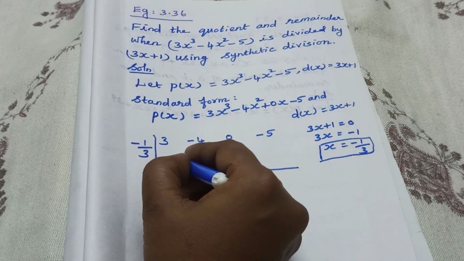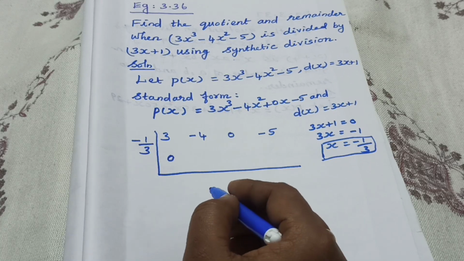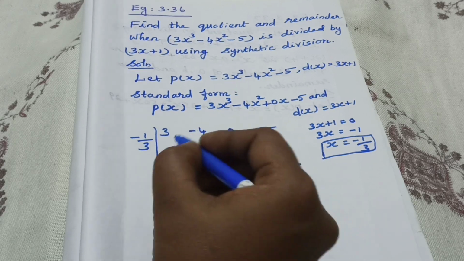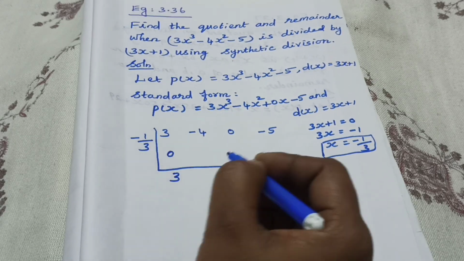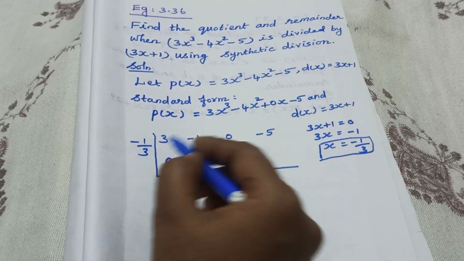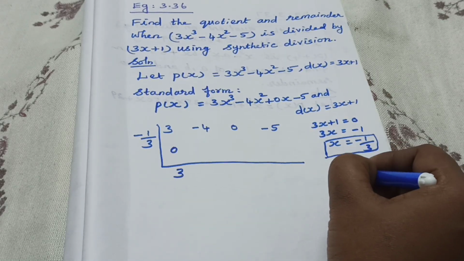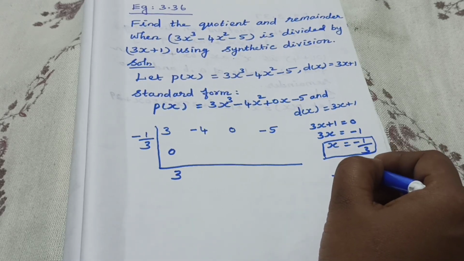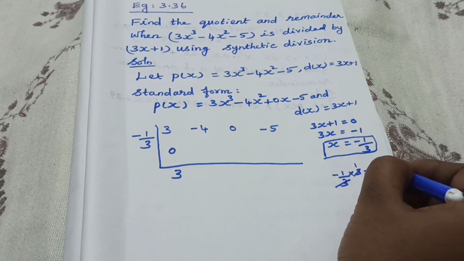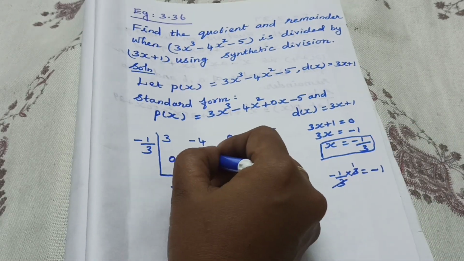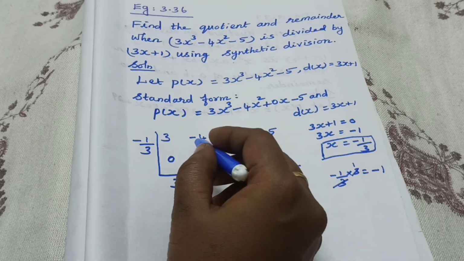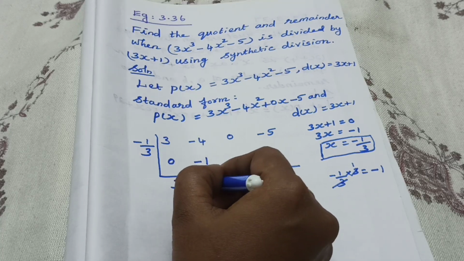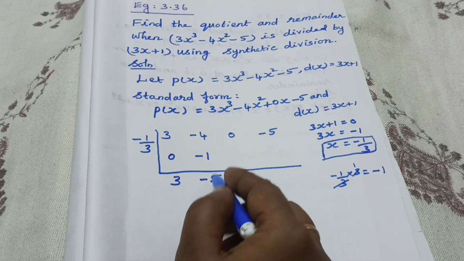Then always the first term we will put 0, isn't it? Here we have to mention 0. Add this: 3 plus 0 is 3. Very good. Then afterwards, 3 and this minus 1 by 3 multiply. Minus 1 by 3 into 3, shall we cancel this 3 and 3? 1, isn't it? Minus 1 into 1 is minus 1. That minus 1 we have to write here. Correct? Then add this: minus 4 minus 1 is what? Minus 5.